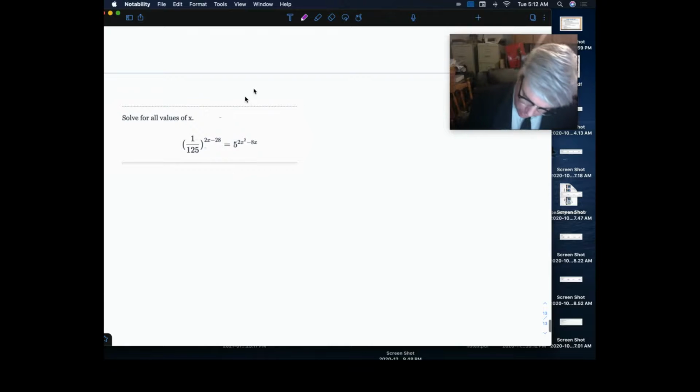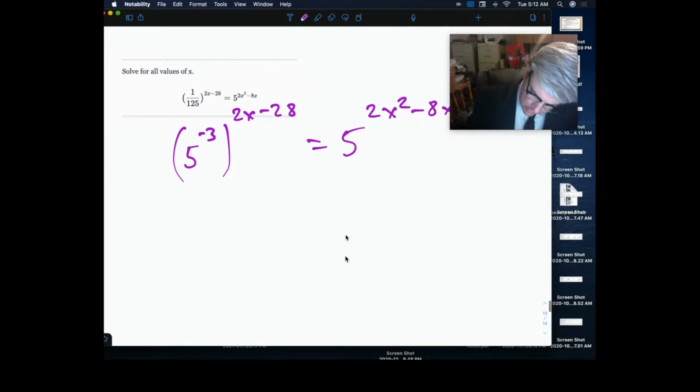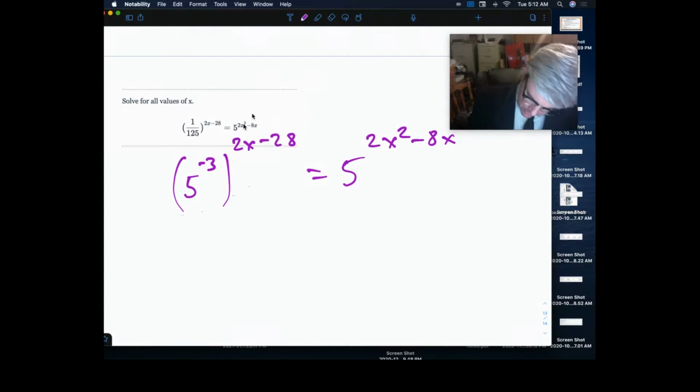So what do we do here? More of the same. So this is 5 to the negative 3 raised to the 2x minus 28. The other side is 5 to the 2x squared minus 8x. So we can say that negative 3 times 2x minus 28 equals 2x squared minus 8x.